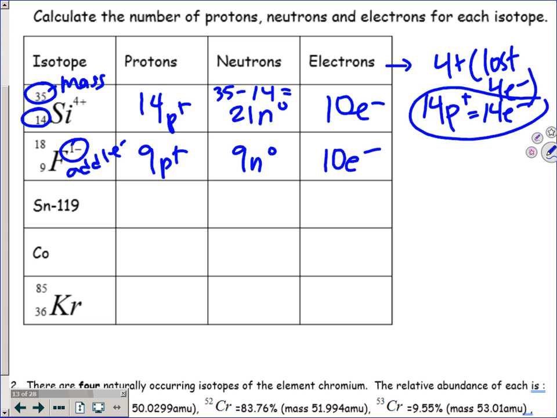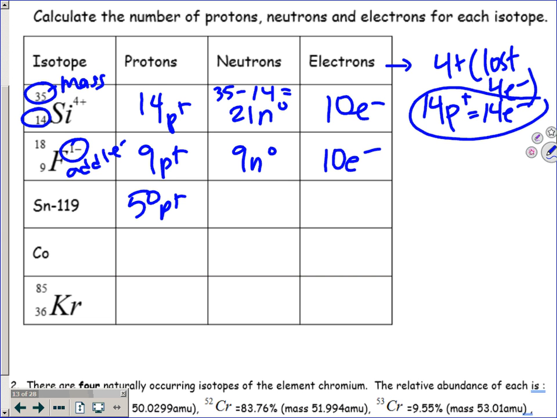Andrew, tin. Tell me the number of protons. 50. So you can find it here, so you have the periodic table, right? So you find tin. It's in group what? What group is tin in? 4, okay? And that's why tin occasionally can form a 4 plus charge because it's in that group as well. So 50, thank you, 50 protons.